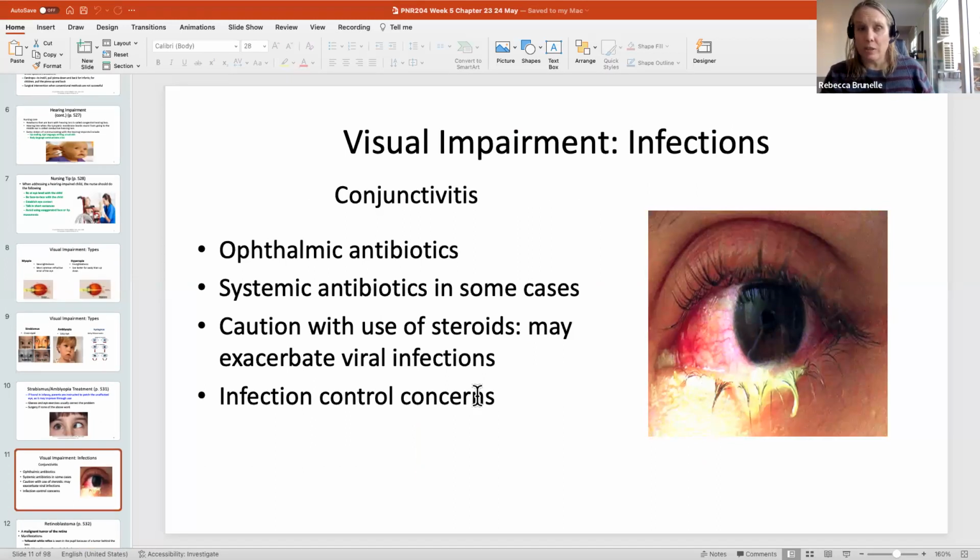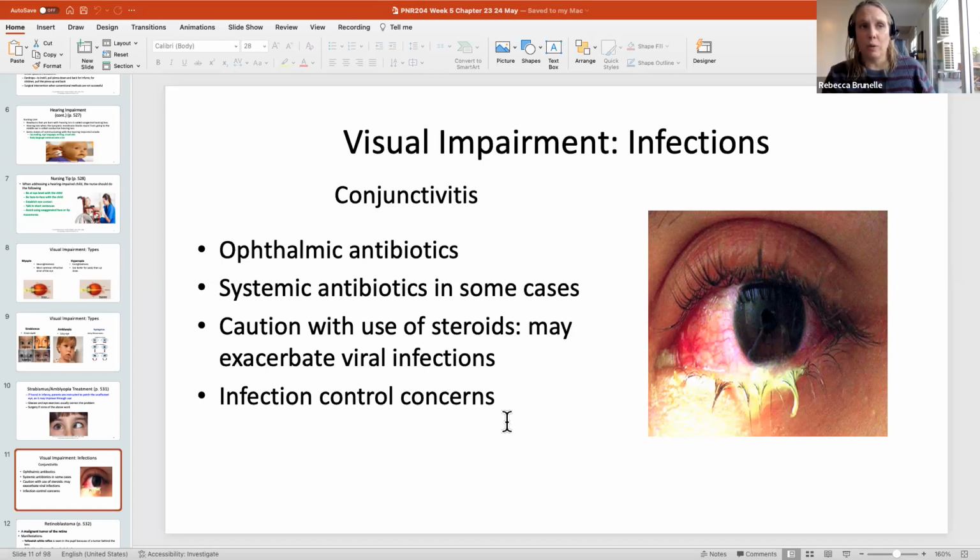You can have infections of the eye. So the most common is going to be conjunctivitis, and you can see this yellowish greenish drainage here. This is very classic for conjunctivitis, and then the red exudate in the eye, or the red, you can see the dilated blood vessels.